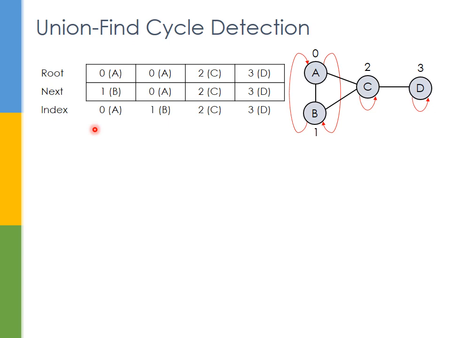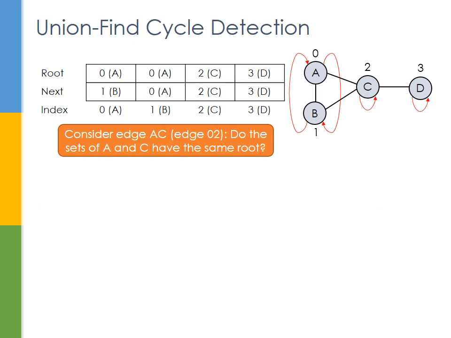So this is then the point on the previous slide that we left our structure at, and the graph representation of that. So now we need to move on to another edge. And again, we could consider any particular edge, but we're going to consider edge AC at this point. In other words, this edge which connects set 0 and set 2 together. So now we need to check whether the two sets for A and C have the same root.